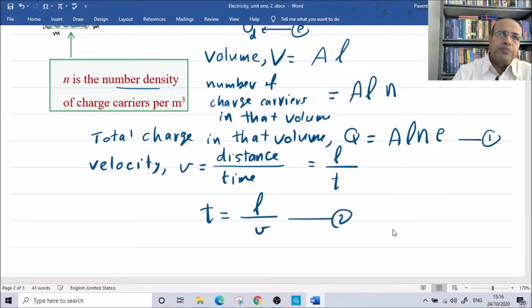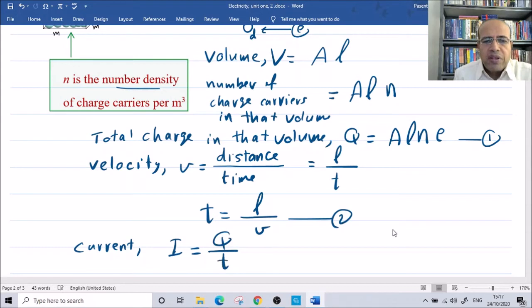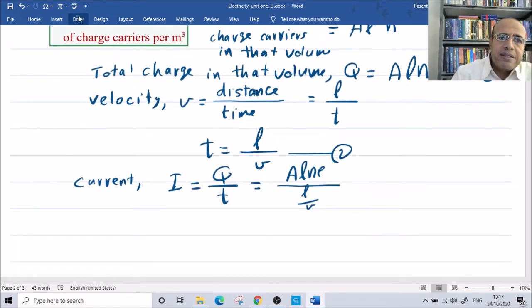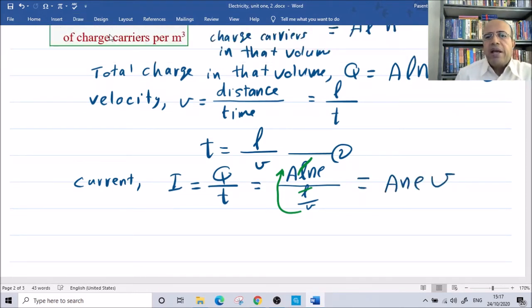This is equation number 2. We know that the current equals the charge over the time. So the current I equals the charge Q over the time T. From equation 1, the charge is ALNE. From equation 2, the time is L over V. Now, we can cancel L with L and flip V upward. So, the current equals ANEV.